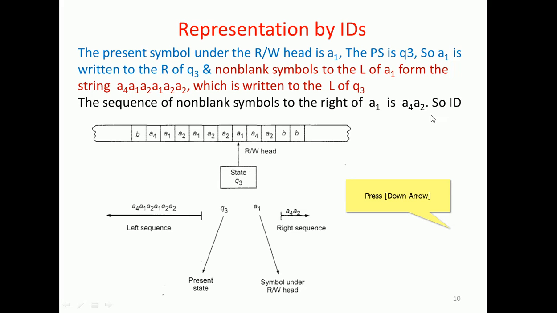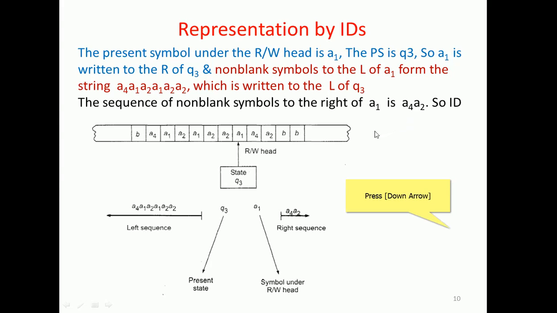Having noticed these two, and Q3 as the current state, with the symbol under examination being A1. A1 is currently the specimen present on the anvil, which is pointed to by the finite control, currently at state Q3, that is the read write head.